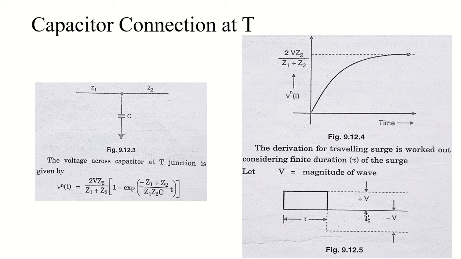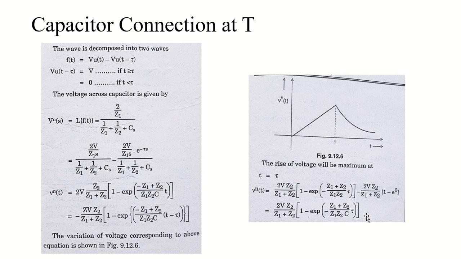So the wave is decomposed into two waves. f of t equal to v u of t minus v u of t minus tau. Now v u of t minus tau's value will differ based on what time this signal is observed. If it is observed at t greater than or equal to tau, then its value will be v. If it is observed before t hits tau, then it is considered 0.